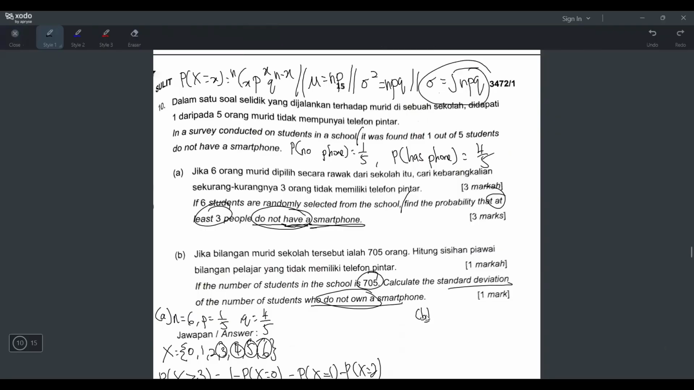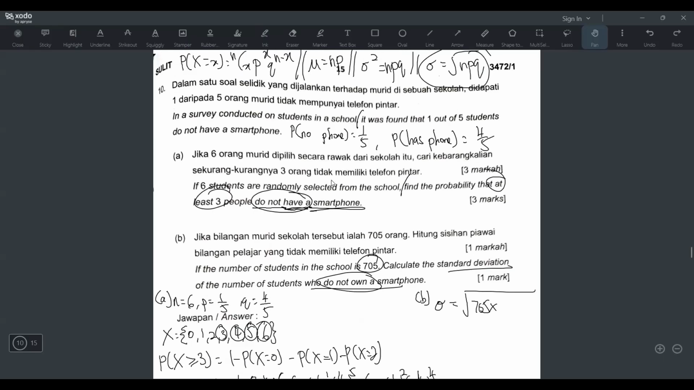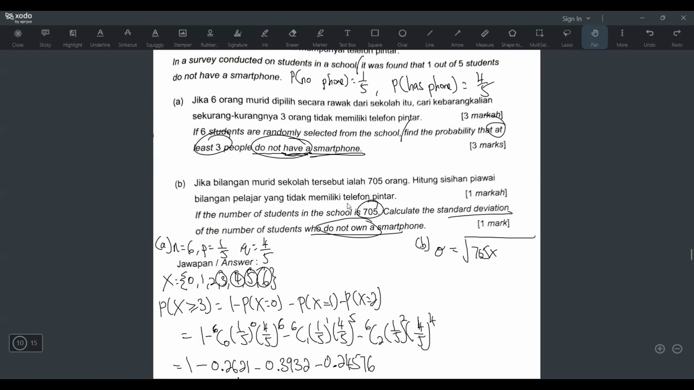We are doing binomial distribution, all right? So binomial only has these 4 formulas. So square root of npq is the formula. And they give you 705, but this time the probability of success is still for those who do not own a smartphone. But you have to read carefully, because sometimes in the question here they make success no smartphone, but there are also questions where in part B they want the success to be those who have a smartphone.